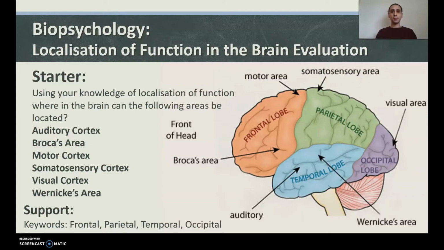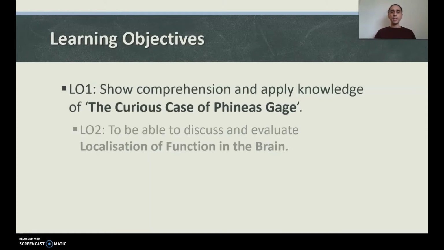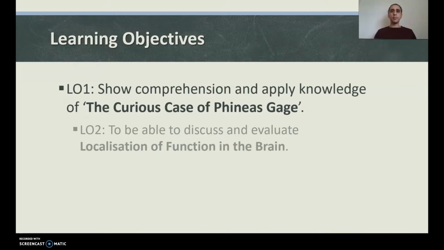There we go. What are our learning objectives of today? Show comprehension and apply knowledge of the curious case of Phineas Gage, and then learning objective 2, to be able to discuss and evaluate localization of function in the brain. It's always important to analyze, discuss, and evaluate. Let's get started on learning objective 1.